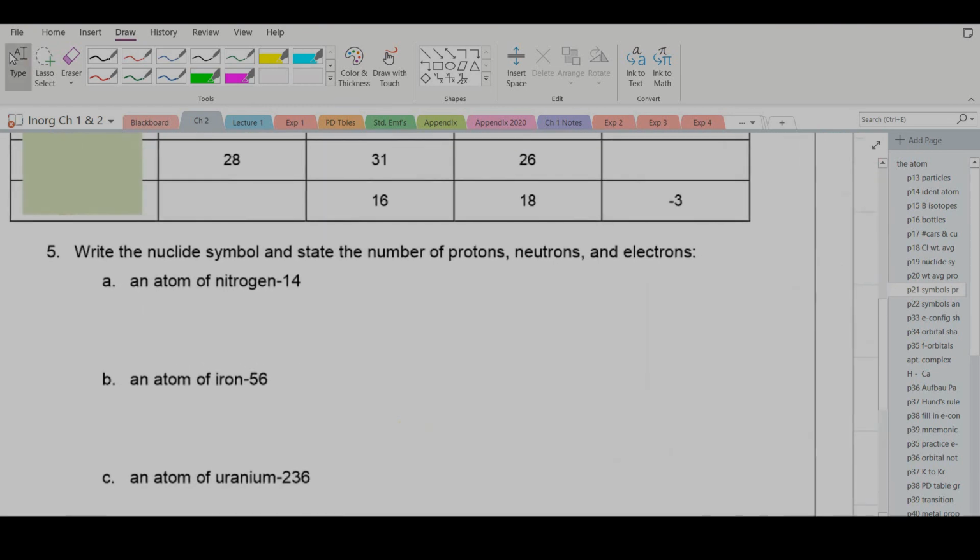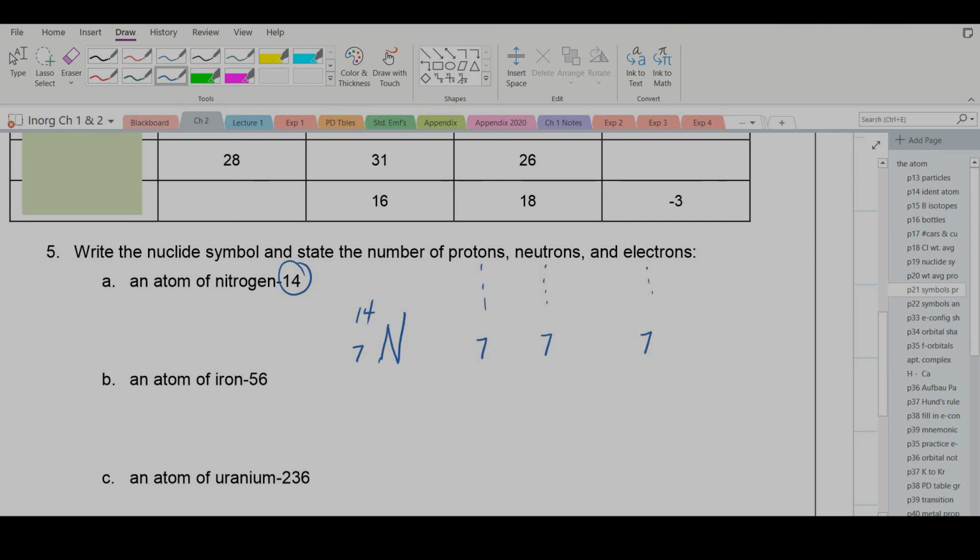Number 5 says write the nuclide symbol and state the number of protons, neutrons, electrons for an atom of nitrogen. Well, the nuclide symbol would have the letter for the symbol nitrogen. Now nitrogen is element number 7. You can look it up on a periodic table. That would be 7. And nitrogen 14 is the number of nucleons, so that sits right here. So for protons, 7, neutrons, 7, electrons, 7.